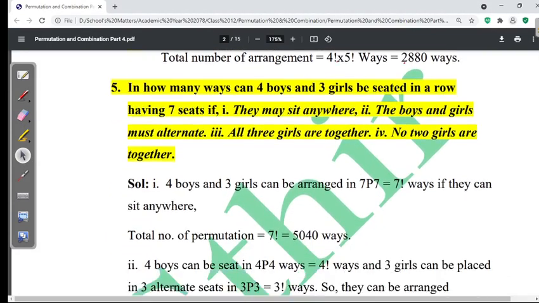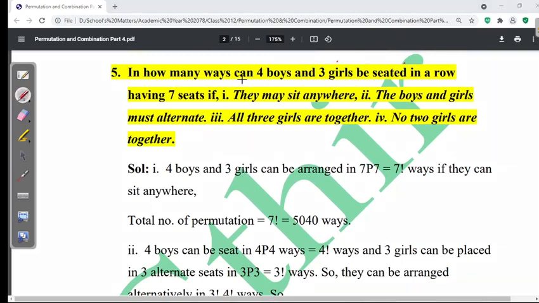Question number 5 is this: in how many ways can 4 boys and 3 girls be seated in a row having 7 seats? Condition first is they may sit anywhere. Condition second, the boys and girls must alternate. And third is all 3 girls are together. And fourth is no two girls are together. This is the question. So we have to think there are 4 boys and 3 girls.